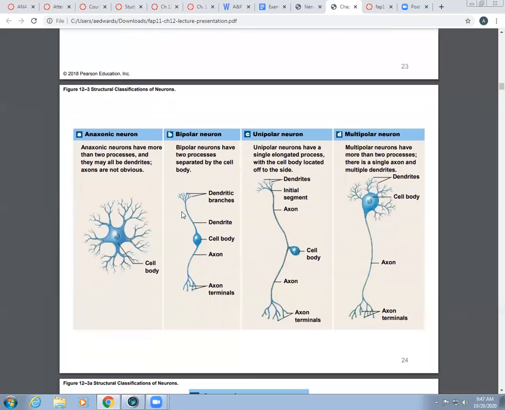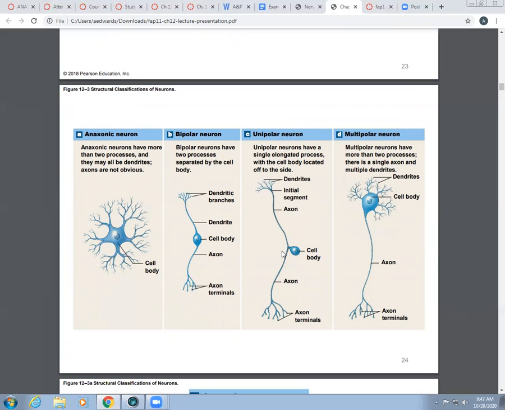All right, so what does that look like? Here's your anaxonic neuron, more than two processes, could all be dendrites. All right, sometimes the axons are not obvious. Here's your bipolar neuron, two poles. Okay, one axon, one dendrite.